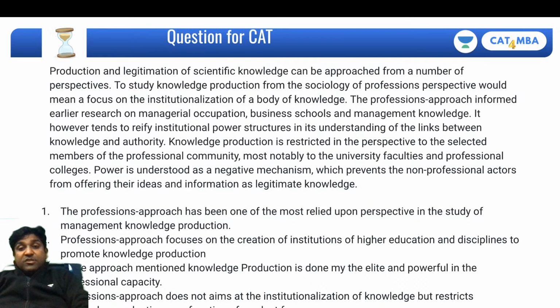Knowledge production is restricted in this perspective to selected members of the professional community, most notably to the university faculties and professional colleges. Power is understood as a negative mechanism which prevents non-professional actors from offering their ideas and information as legitimate knowledge.